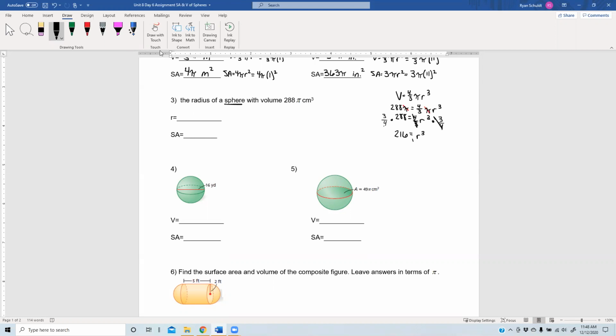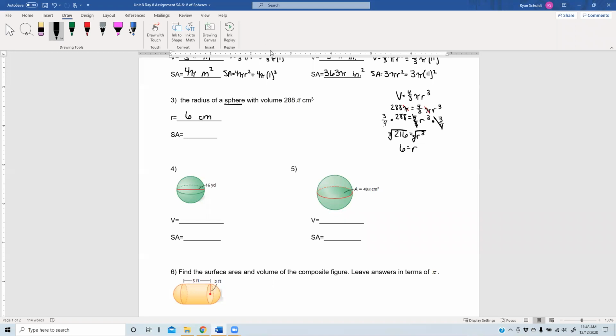So to get rid of this cube, I'll take the cube root. Instead of square root, we're doing the cube root. And the cube root of 216 is 6. So there's our radius. Radius is 6 centimeters.